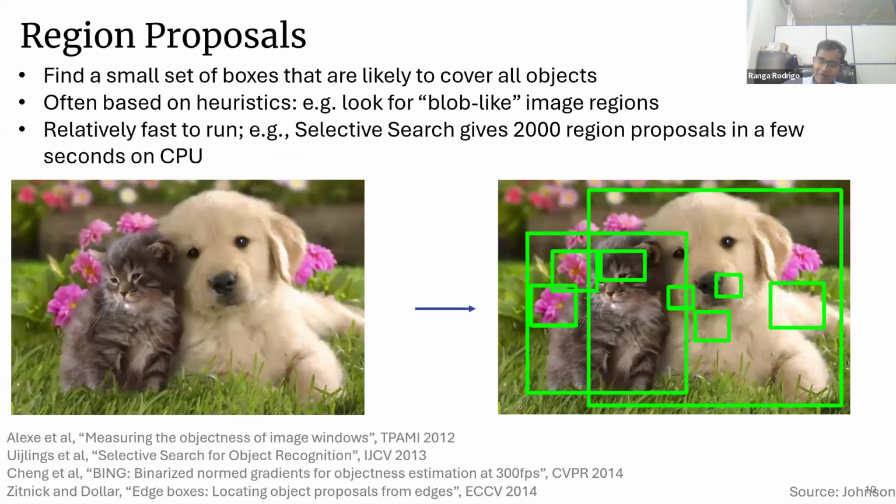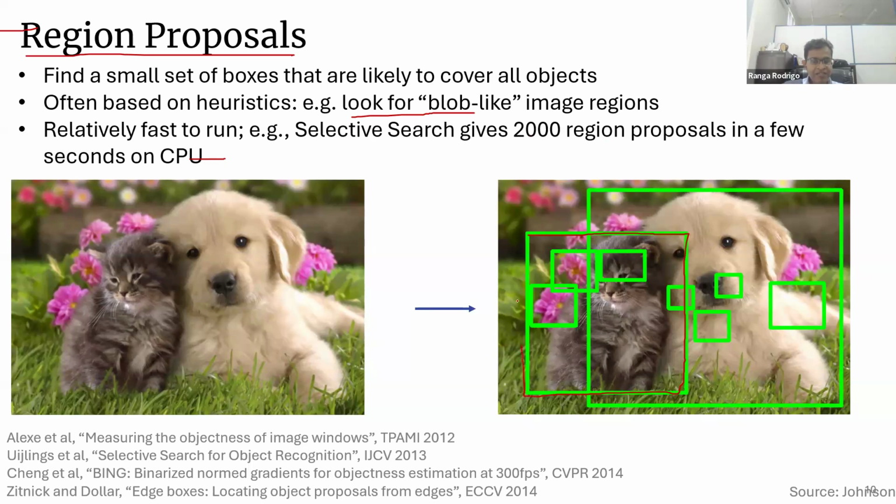So people came up with a solution called region proposals. They used some network that is not actually deep learning based, but a classical method, to give us the possible boxes in the image. They do some objectness tests, and this is done by something called selective search. It's a very famous paper. Find a small set of boxes that are likely to cover all objects, often based on heuristics like looking for blob-like image regions. Relatively fast to run, selective search gives 2000 region proposals in a few seconds on a CPU. So these are the object candidates, you can say.